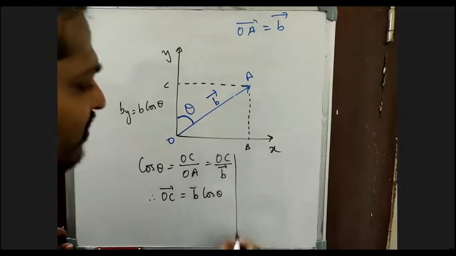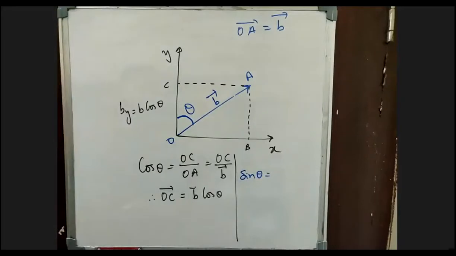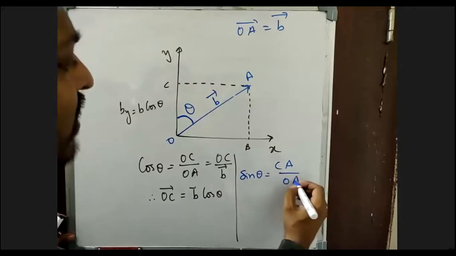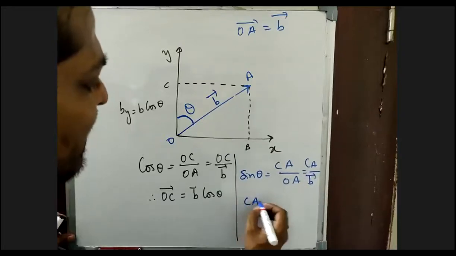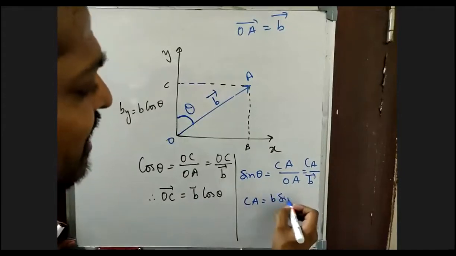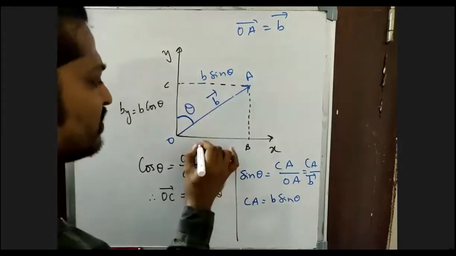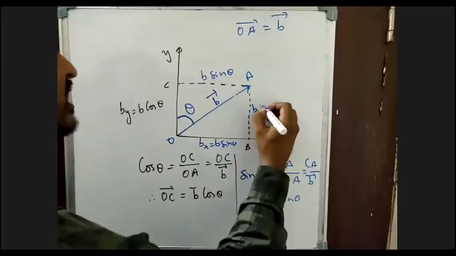In the same way, sin theta from the figure will be equal to how much, beta? Sin theta is equal to, if I am taking this part of the triangle, CA divided by OA. CA divided by OA is again B bar. Therefore, CA value will be equal to B into sin theta. If this is B sin theta, this one is also B sin theta. So B along the x-axis will be B sin theta. If this is BY, this one is also BY, which will be equal to B cos theta. So I hope you're clear.